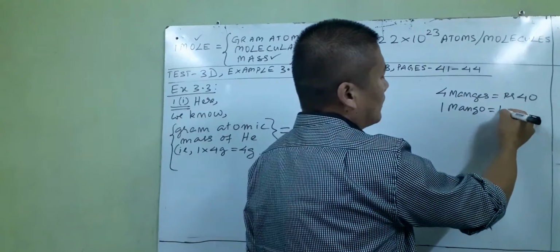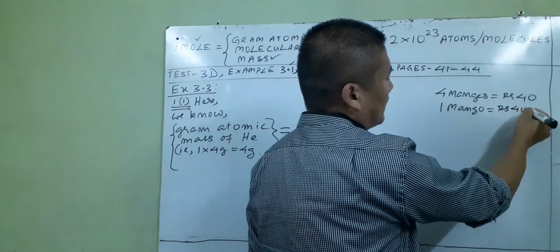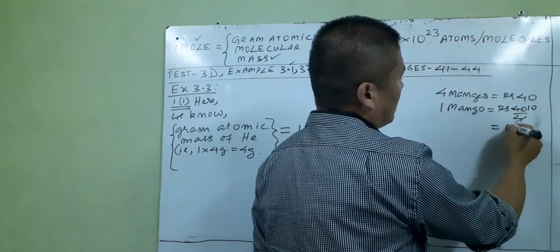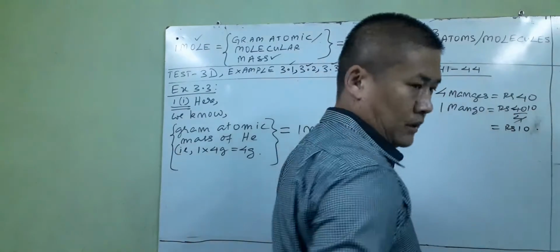How do you get that? This 40 you divide by this 4, right? Then we get that 10. So that is how you get it.